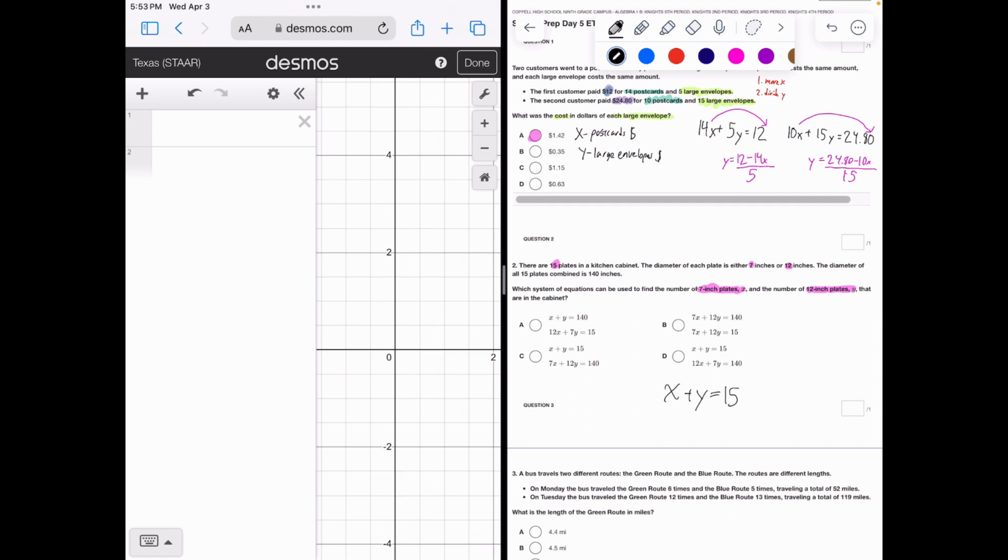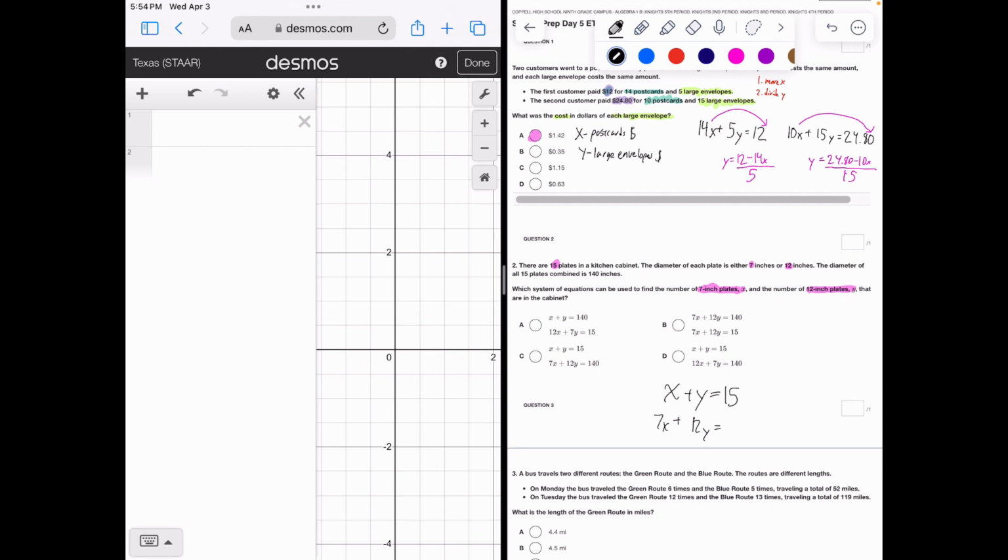Now we have to consider the fact that the diameter of all the plates combined is 140. That means when we lay them all out, that gives us a total of 140. So 7-inch plates for the diameter for the 7 inches, so that's X. So that means 7X plus the 12 inches for the Y plates, 12Y. Put them all together, we get 140.